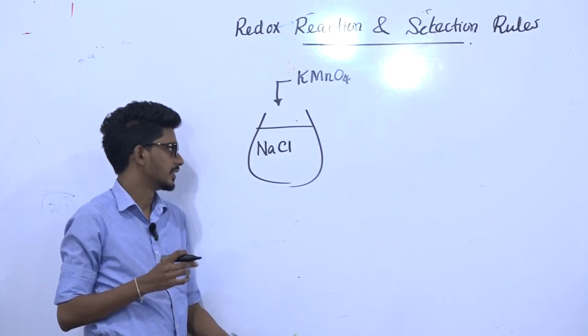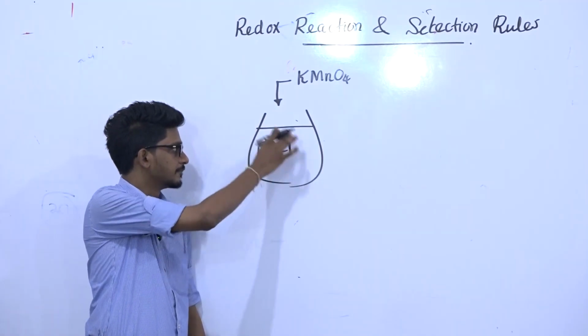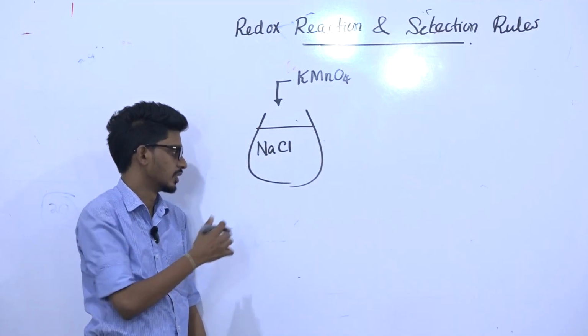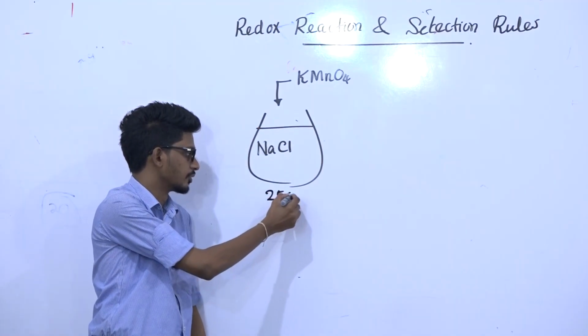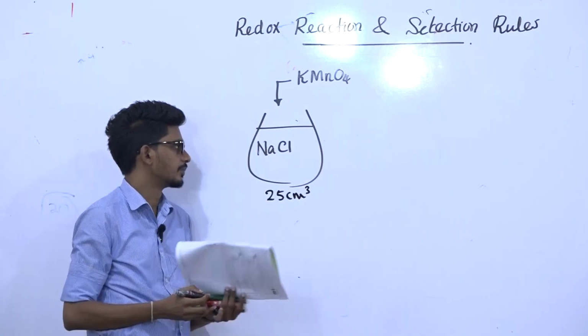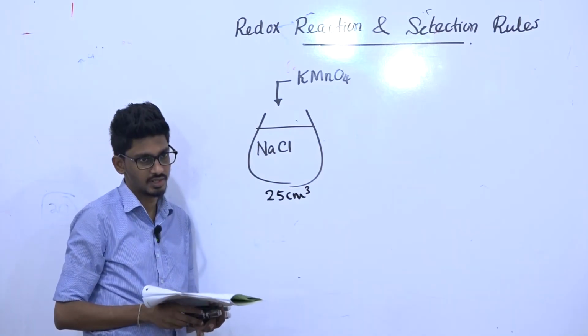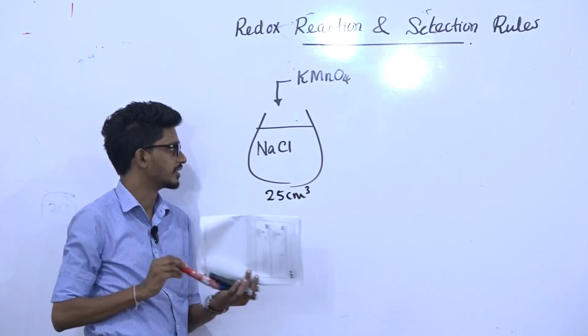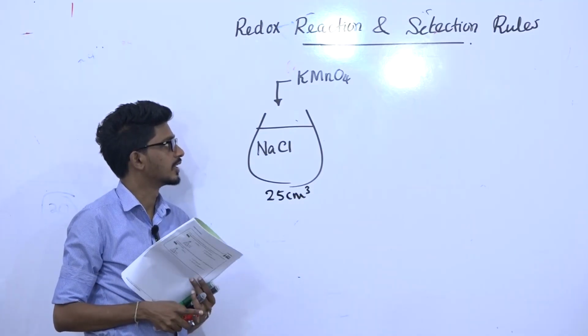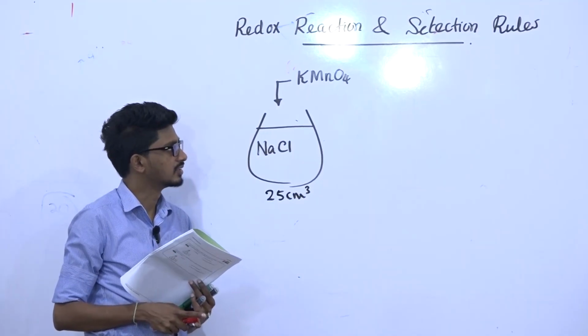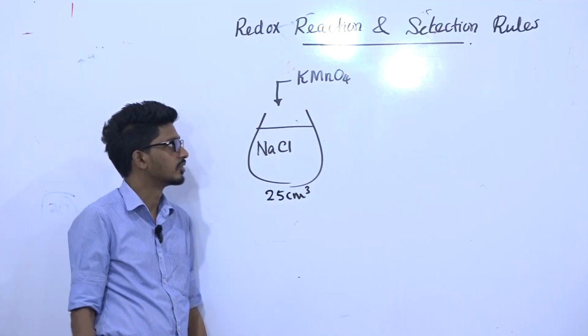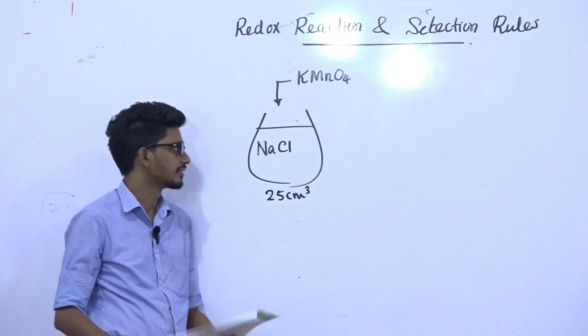Say you are supposed to come up with the concentration of this one. Let us say you have 25 cubic centimeters of this solution, and you are supposed to come up with the concentration of the NaCl solution. For that you are doing this kind of procedure. To that solution you are adding some KMnO4 and you are trying to come up with the KMnO4 consumed. Such a procedure is there.